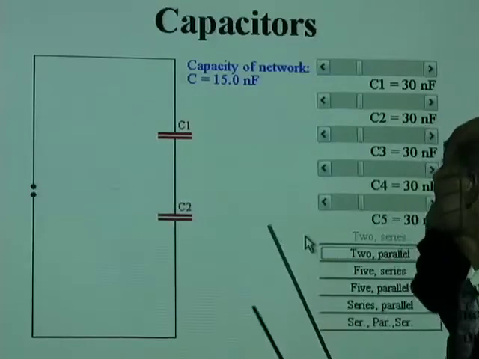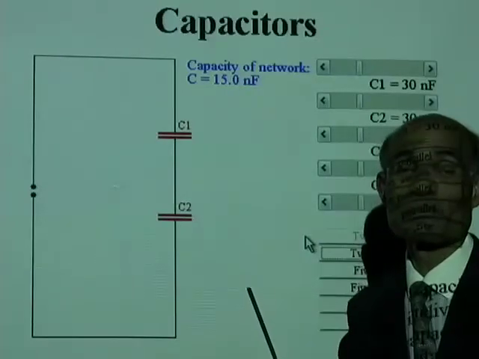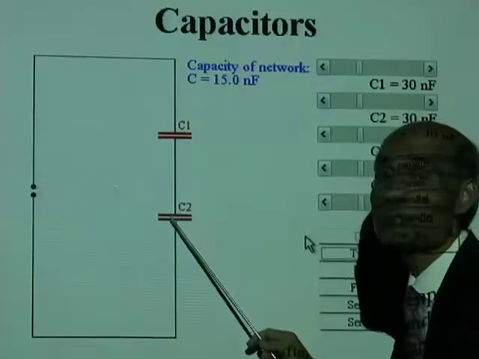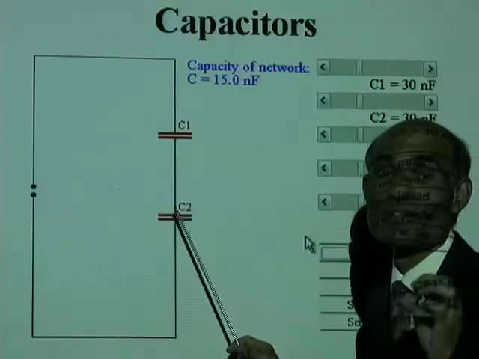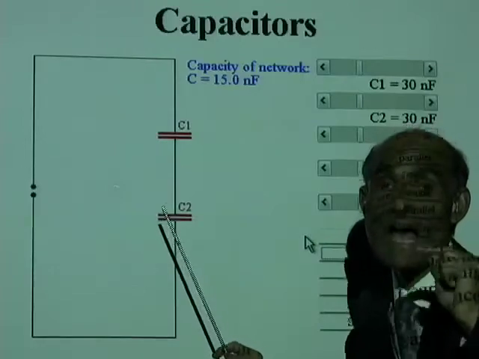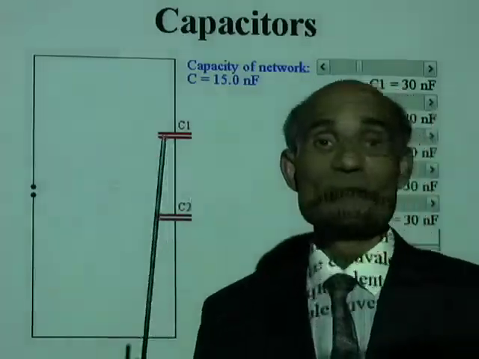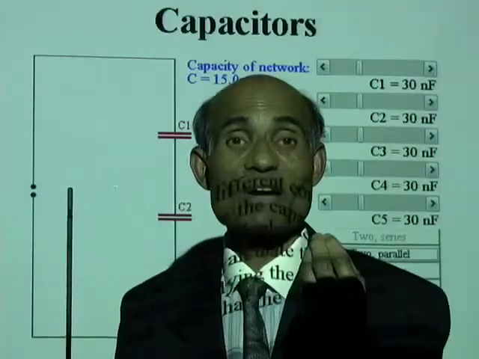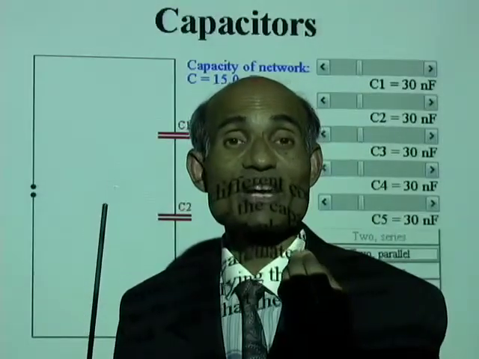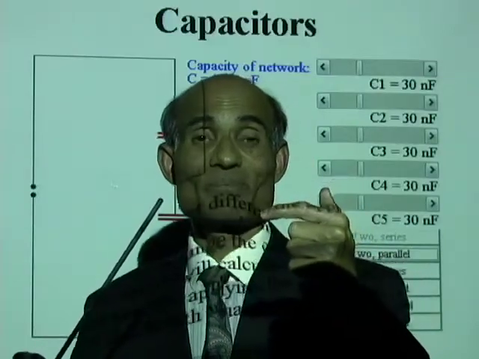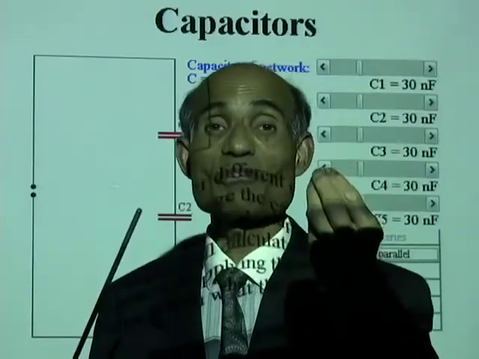Well, this illustrates an important principle. If you connect two equal capacitors in series, the total capacitance will be half of one of them. So tell me, if two 10 microfarad capacitors are connected in series, what is the total capacitance? The total will be 5 microfarad.